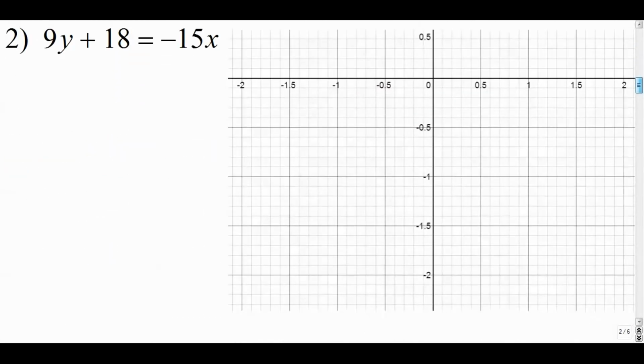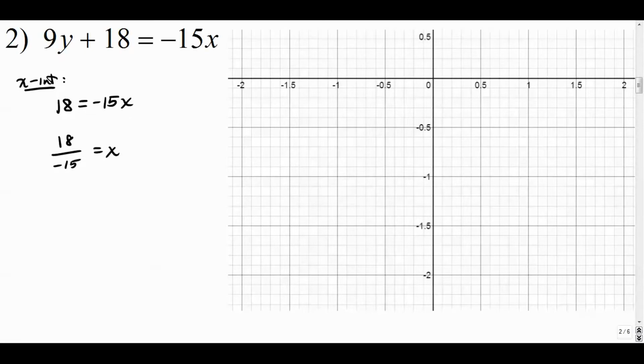Number 2. Let's go a little bit faster here. The x-intercept. I'm going to replace the y with 0 and solve for x. I'm not even going to write the y. It just kind of disappears. And I will simply solve and simplify.